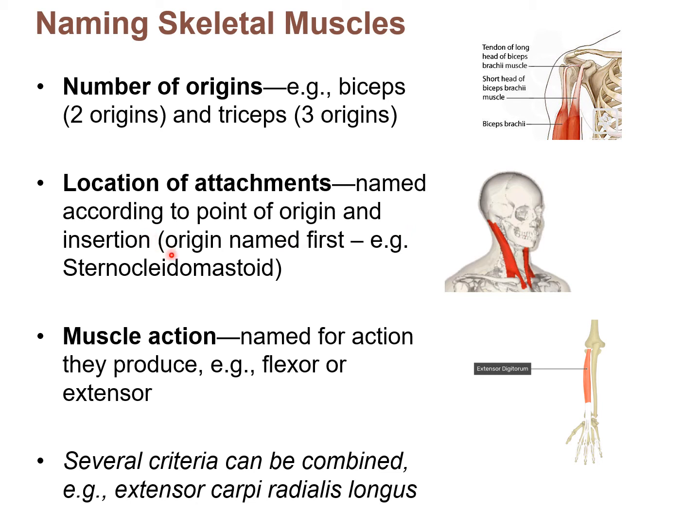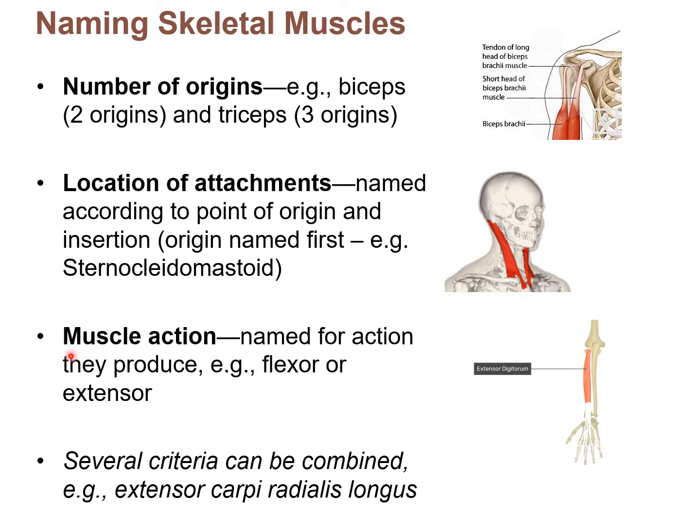Here's another way to name a muscle, location of attachments. So in this case we have a muscle with two origins, one on the sternum, one on the clavicle, and one insertion on the mastoid process. This muscle name happens to be sternocleidomastoid, based on its three attachments: onto the sternum, sterno, onto the clavicle, another origin. Cleido happens to be the word root for clavicle, believe it or not, and then its insertion on the mastoid process, and there's your mastoid. So big long name, but it makes sense if you just look at all three attachment points.